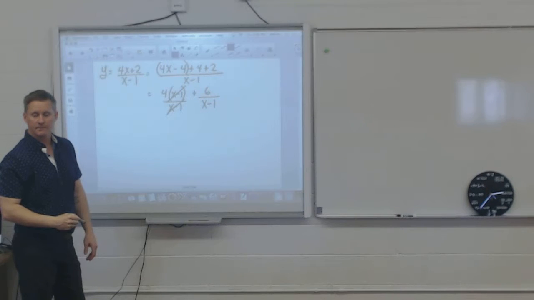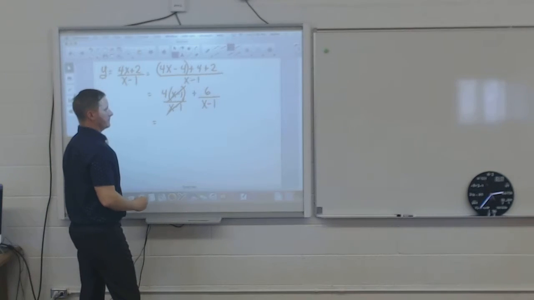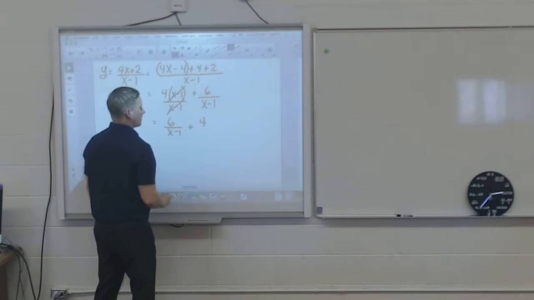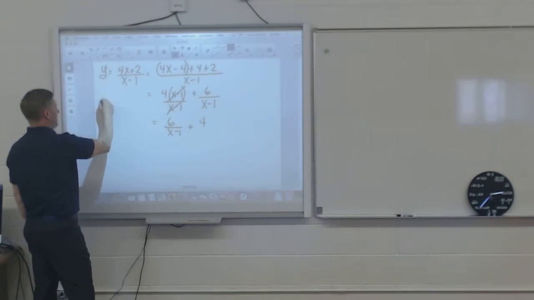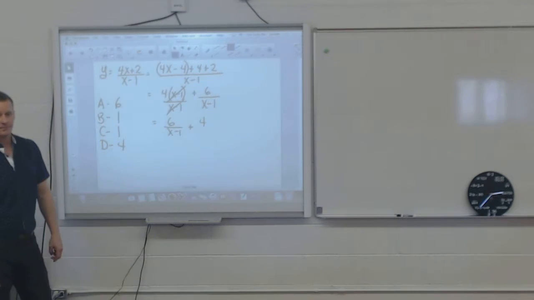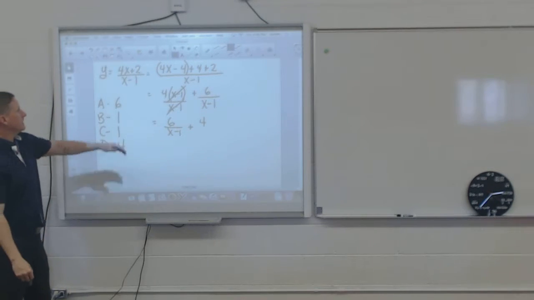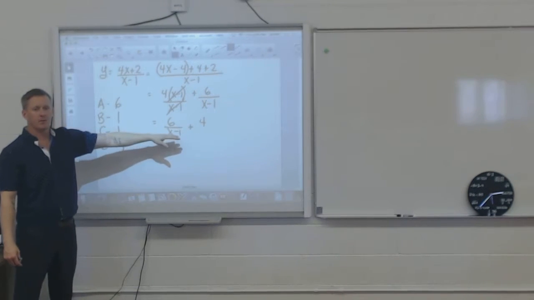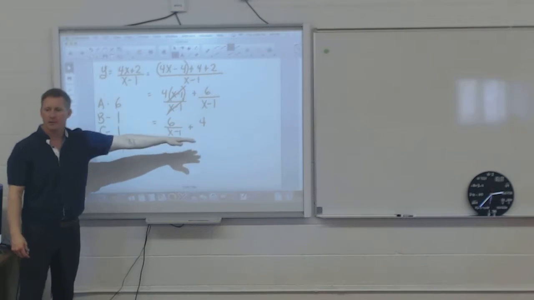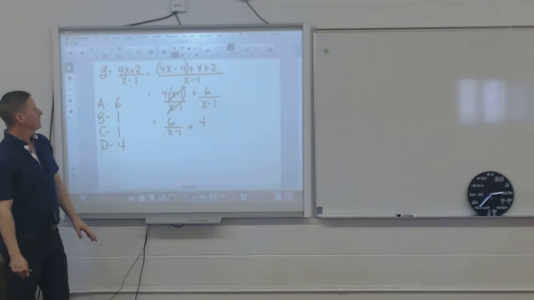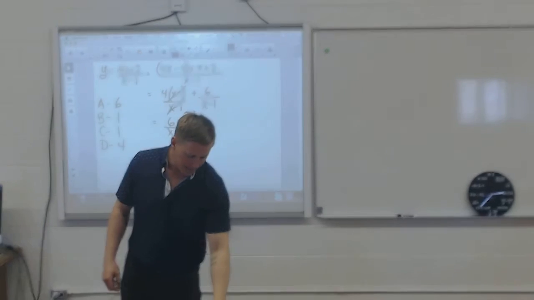So watch. Just like that. Okay? What am I left with then? 6 over x minus 1, add 4. Okay? What's my a value? What's my b value? C value? D value? 4. Now I can graph it. Okay? This is a new wrinkle in factoring to allow you to get into a form where you have y equals a over x minus c plus d. Okay? So this is new.